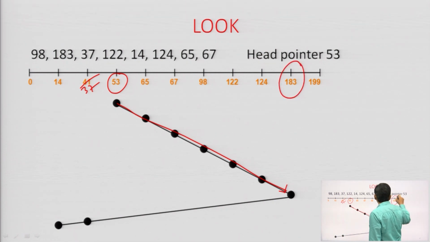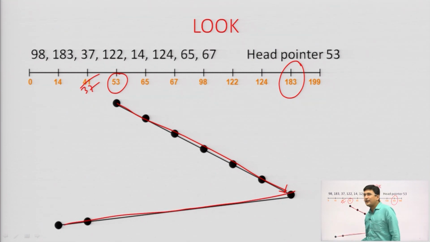The last request is at 183. So, the disk arm will not go from 183 to 199, it will stop there, and then it will come down, and in case there are requests, it will be satisfying that. While going down, it is satisfying the request only up to the last or the least request.